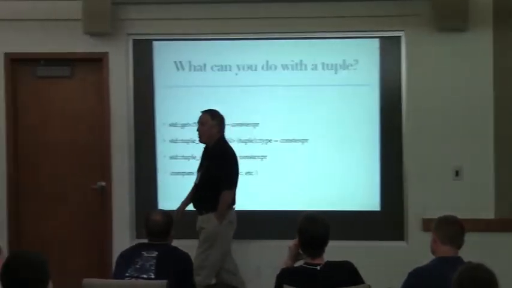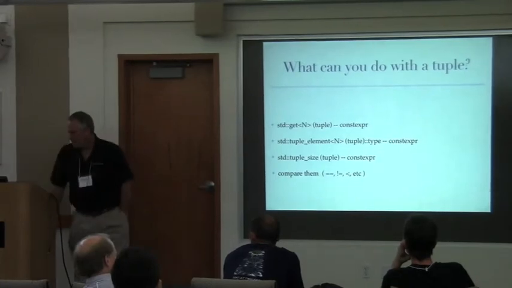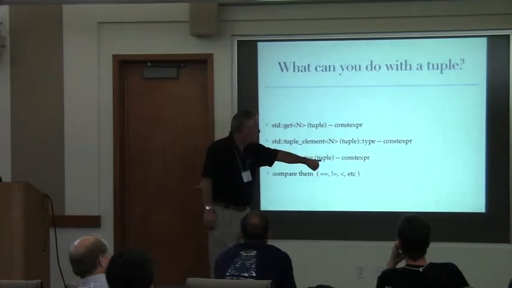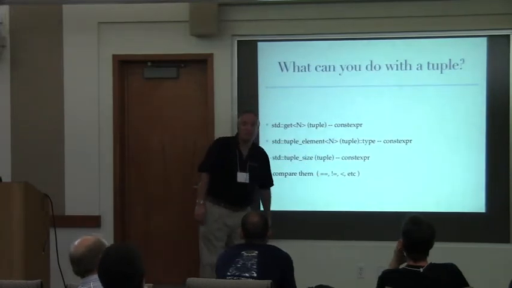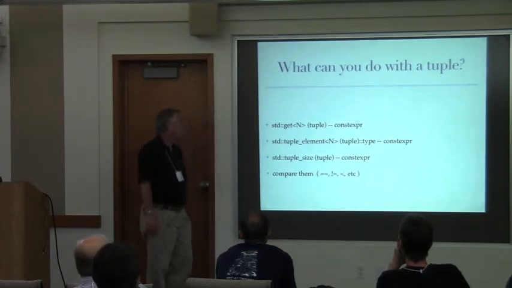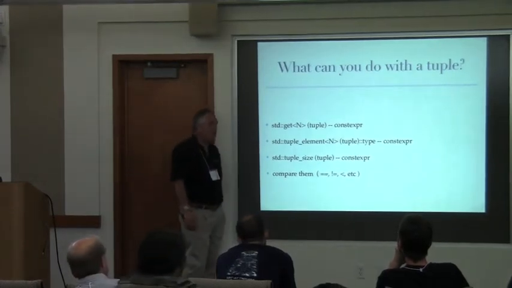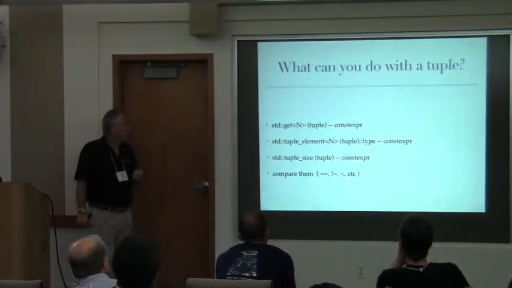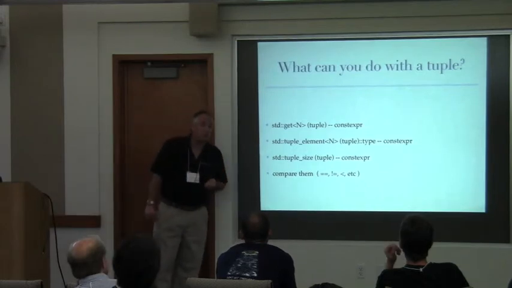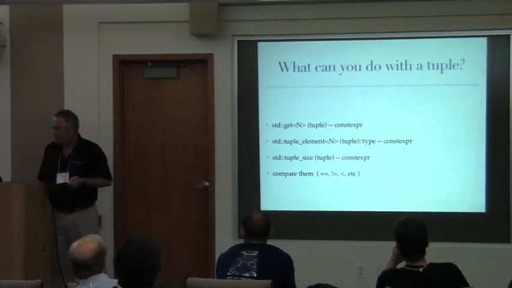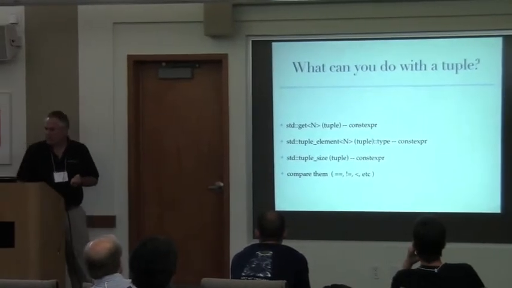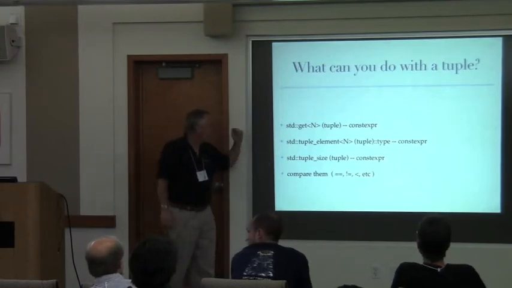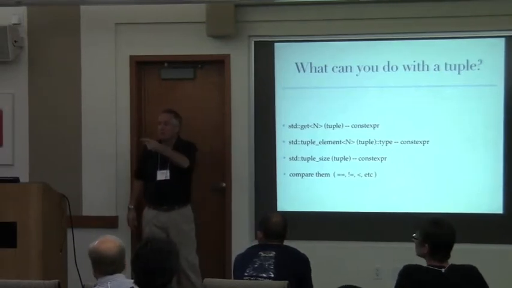tuple_size tells you how many elements there are in a tuple. Also constexpr. Really, this should be just a type, but it takes a tuple. And you can compare them. There is a full set of relational operators on a tuple: equality, non-equality, less than or equal, greater than or equal, and so on. And we'll see something about that later. And that's pretty much the list of things that you can do with a tuple. Swap. You can swap them. I forgot swap.